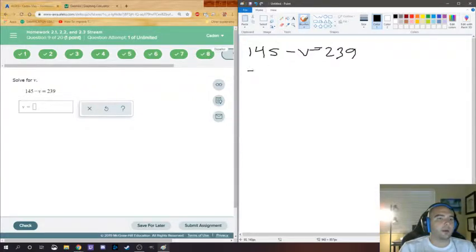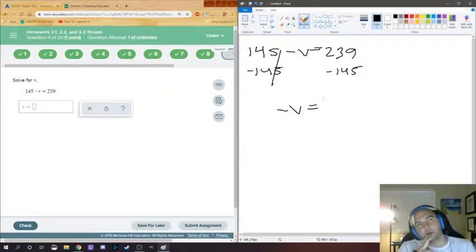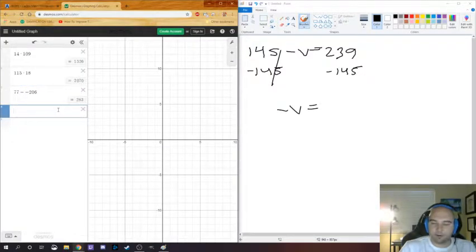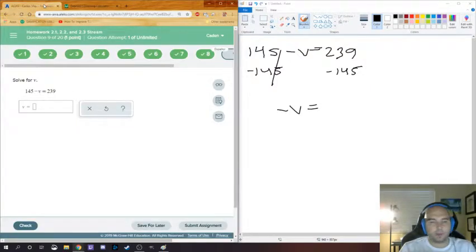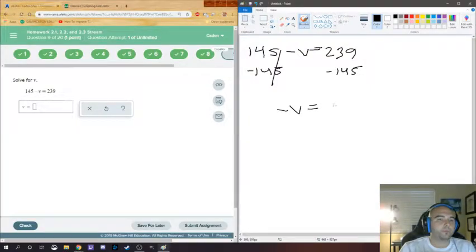Alright, so here we're going to minus 145 on both sides. And you get negative v equals 239 minus 145. 90 something? You know what? I'm going to use a calculator. I'm too lazy to check. 94. Okay, you got it. I failed. I should have done that mental math. Now I feel like a doofus. That's okay. You know, use a calculator. It's better to be right than not right, I would think.